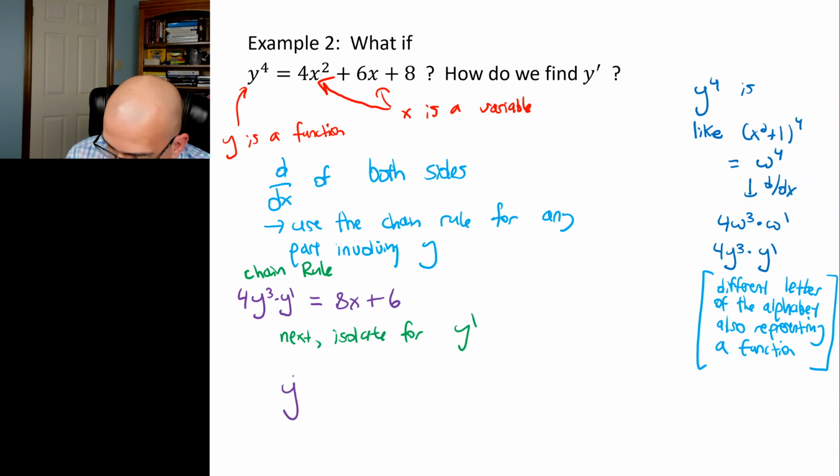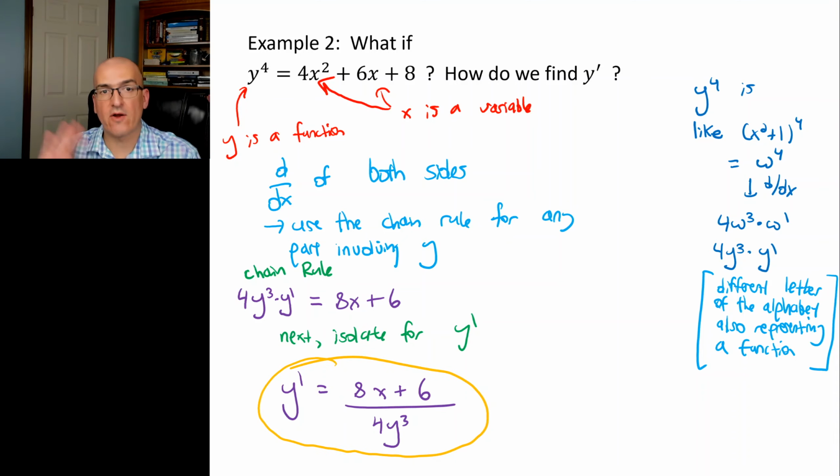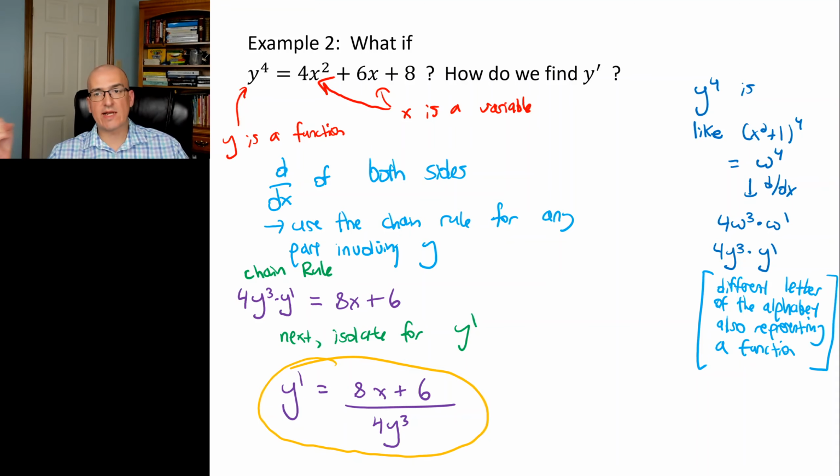So we get y prime is equal to (8x + 6) divided by 4y to the power of 3. And that is the answer. We didn't need any new tools. We had all the tools that were necessary. We just had to identify that y to the power 4 is just like w to the power 4. And every time we did a chain rule of that form, old power comes down, new power gets reduced by 1, multiplied by a derivative of the inside. We were getting ready for taking derivatives of implicitly defined functions.